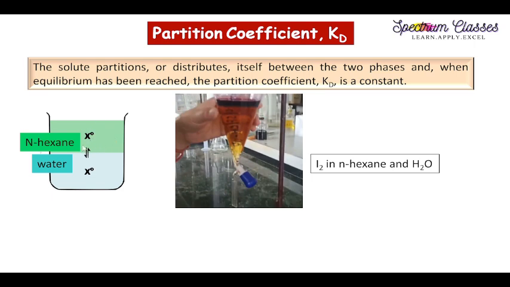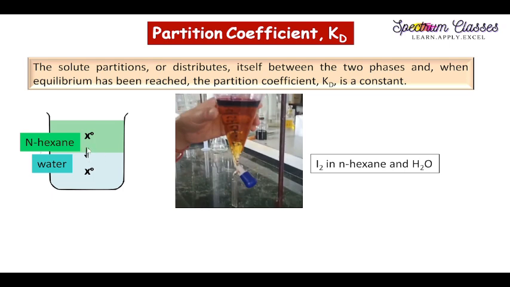We form a saturated solution of iodine in n-hexane. When these two liquids come in contact, the iodine which is dissolved in the organic layer distributes itself in the organic as well as in the aqueous layer. So here an equilibrium is established. Once the equilibrium is established, we are going to calculate the equilibrium constant of iodine between two different immiscible layers. That is the condition. These two are immiscible, and in this the solute distributes itself.